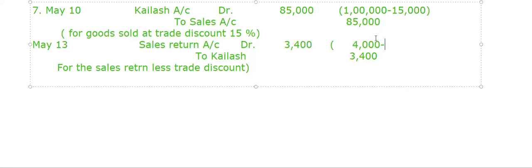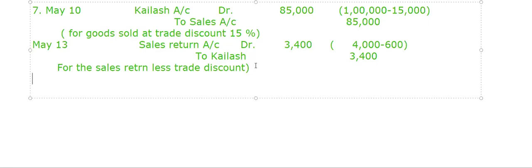And how do we calculate 3,400 when we are returning the goods? It is of the list price 4,000, and now we are returning it, and its value will be list price minus 15% trade discount, and 15% trade discount is 600. So it will be 3,400.